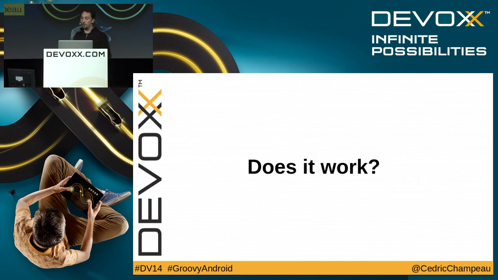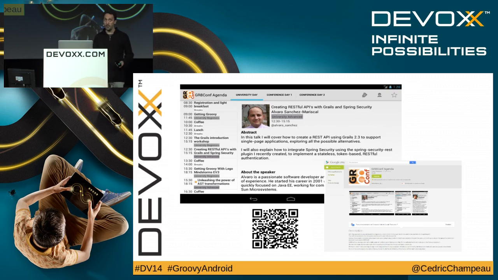So, does it really work? Yes, it does, because I have shown an application, but it's also actually deployed on the Play Store. This application is the first one that was deployed on the Play Store, and it was for the announcement of Groovy on Android. It's just an agenda, like the DevOps agenda for the GR8Conf conference, and it's fully written in Groovy.